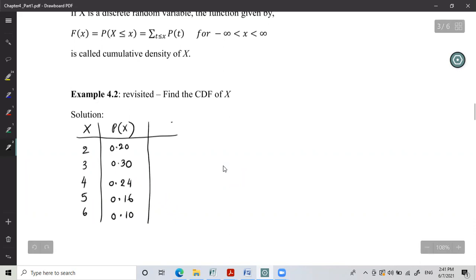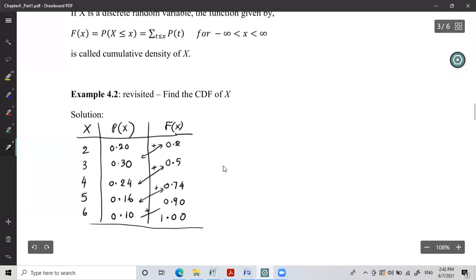The cumulative distribution, we usually denote as capital F(x). How do you write it? You add each value to the one above. So 0.2 is the first one, you leave it there. Then for the next one, you add 0.2 and 0.3, and you get 0.5. Then you add this 0.5 to the next one, 0.24, and you get 0.74. Then 0.74 plus 0.16 is 0.90. And finally, the last one, 0.9 and 0.1, you get the total probability 1 at the end. So this column F(x) is your CDF. Each row you add to the previous one, cumulatively. And at the end, you attain the total probability.